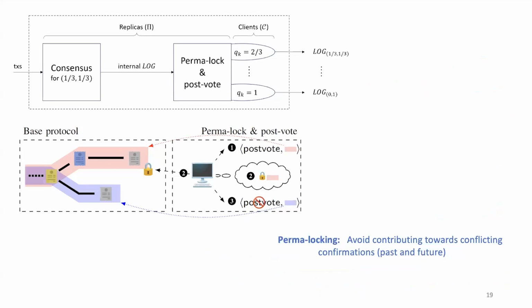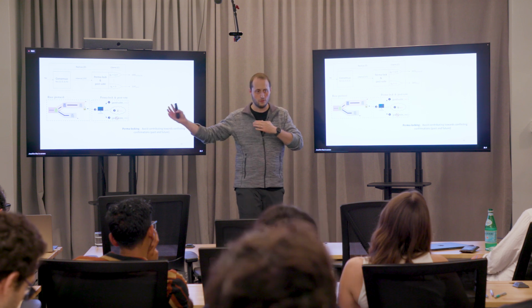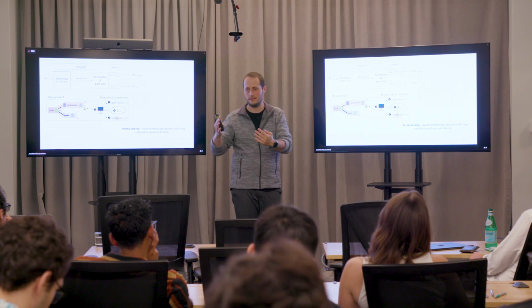So what have we seen? What have we learned? In some sense, there are three mechanisms at play here. Three, I don't know what to call them, features, or three gadgets somehow in this protocol. One is this idea of permalocking. And the idea of permalocking is, we're using that in order to avoid contributing towards conflicting confirmations, both in the future and conflicting confirmations in the past.